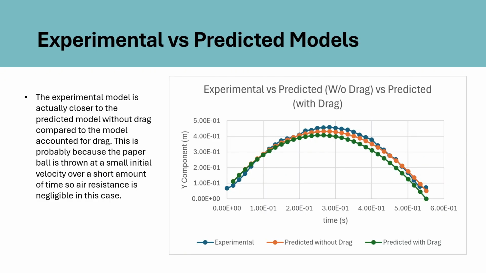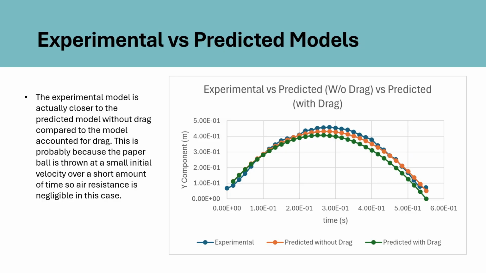The experimental data is the blue dotted line, the predicted without drag is the orange, and the predicted with drag is green. The experimental model is actually closer to the predicted model without drag compared to the model that accounted for drag. This is probably because the paper ball is thrown at a small initial velocity over a short amount of time, so air resistance is negligible in this case.